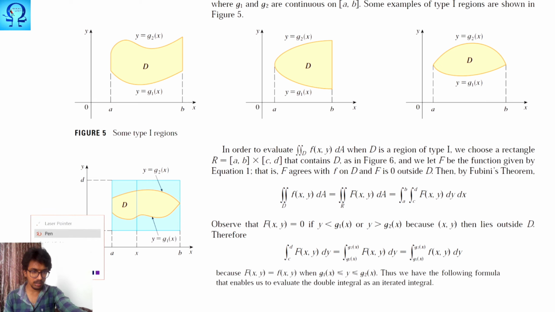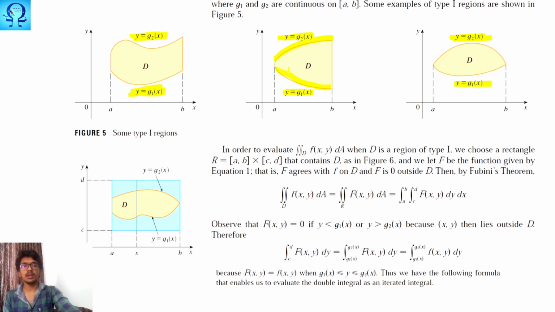I think I'll highlight it. If you see here, your y value ranges from this to this. And coming to the second picture, you may very well see that your y value ranges from this curve to this curve, and here from this curve to this curve. In all these three cases, your x value ranges from a to b, some fixed finite quantities. These kinds of regions are called type 1 regions.